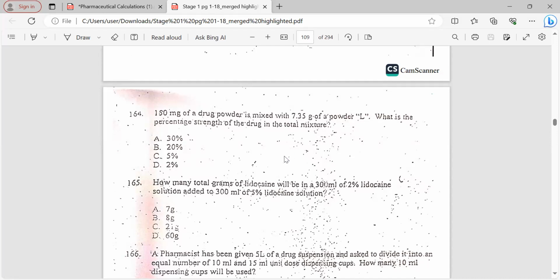Hapo vile umesema ina 100 grams of powder umenichanganya. Oh, tufanye 2%, hivyo percentage tufanye tu, okay. Yeah, pia that can work. Ni vile tu nilitaka kuemphasize hiyo percentage strength inamaanisha ina 100 grams of the powder. Ama kama ni ya weight by volume ni 100 ml of the solution. All right.